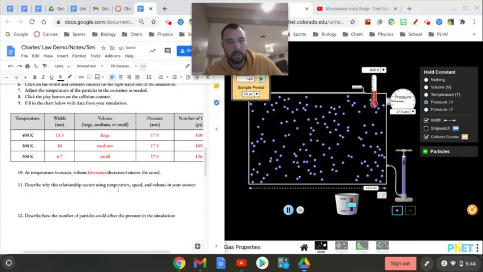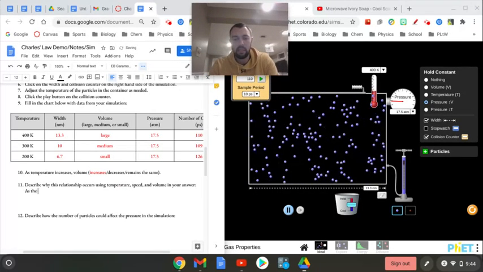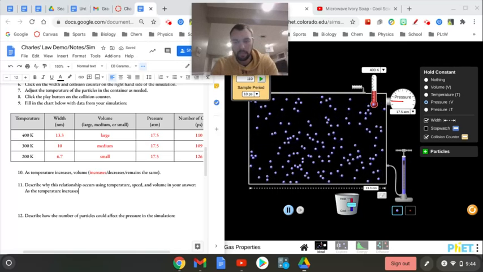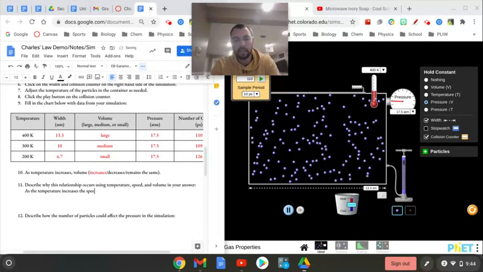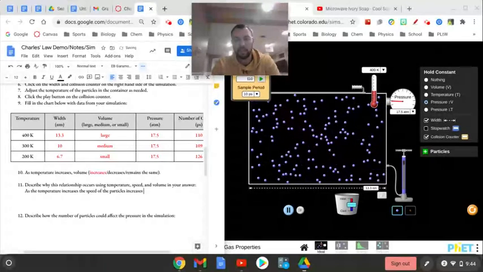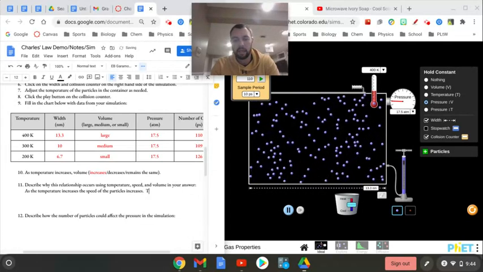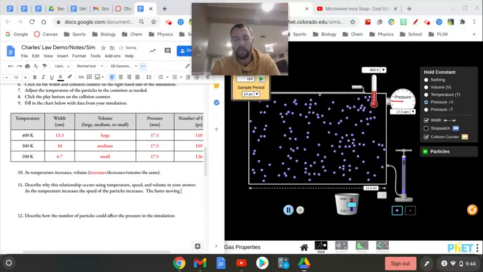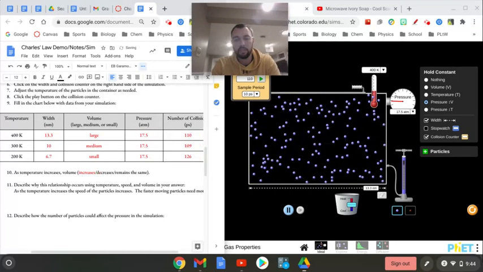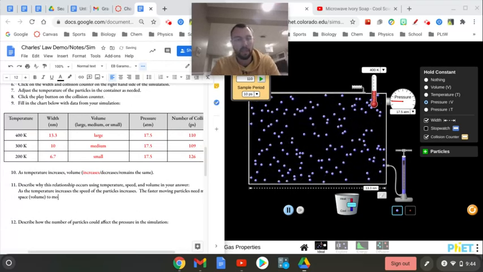Describe why this relationship occurs using temperature, speed, and the volume of a container. As the temperature increases, the speed of the particles increases. And then I'll say the faster moving particles need more space. I'll put in parentheses, space is volume. Need more space to move.